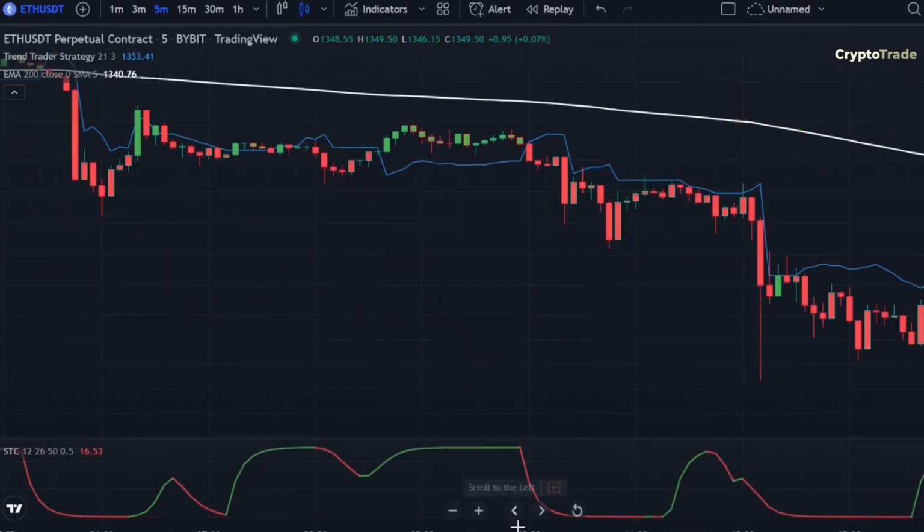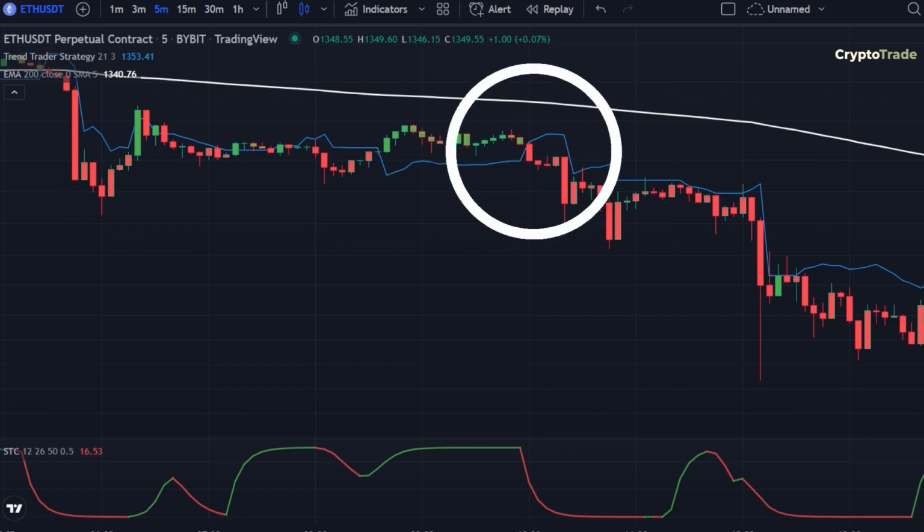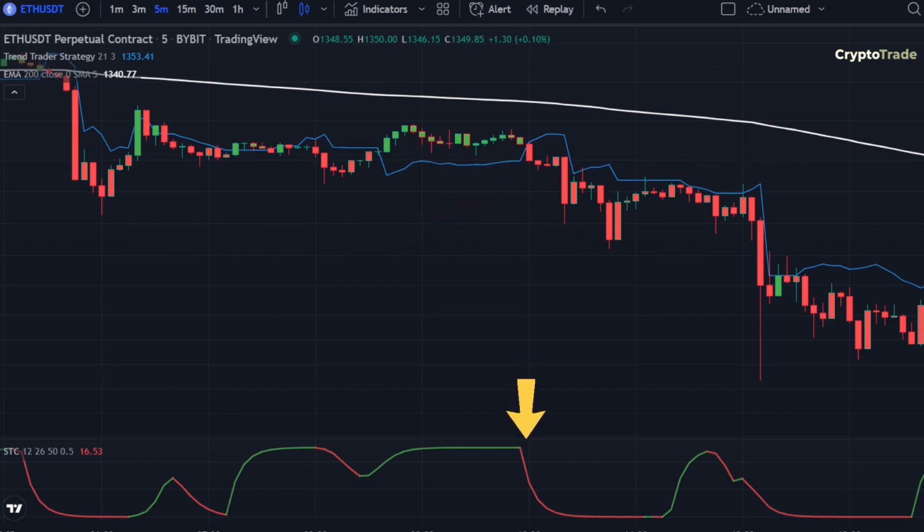To place a sell order, the candles must be below the EMA white line. Candles must change from green to red. The red candle must be below the Trend Trader Strategy blue line. The STC indicator must be red.